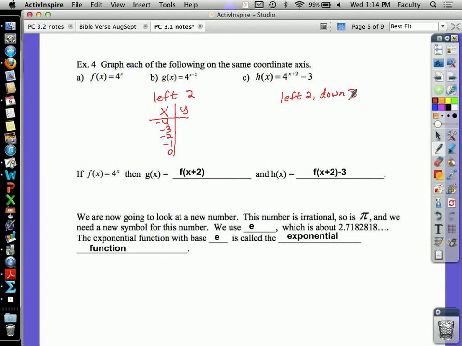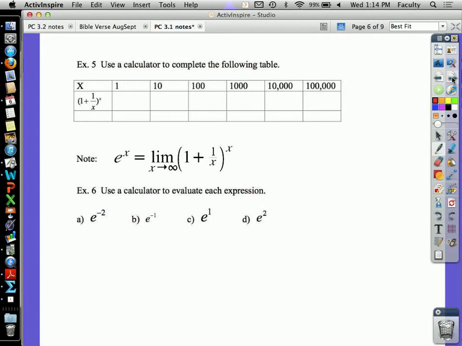All right, now we're going to shift gears and look at e. Remember, e is irrational. It's like pi, 2.7182818. It's called the exponential function. So what I want you to do is find your graphing calculators. And we're going to fill in this table, and we're going to use the ask feature.